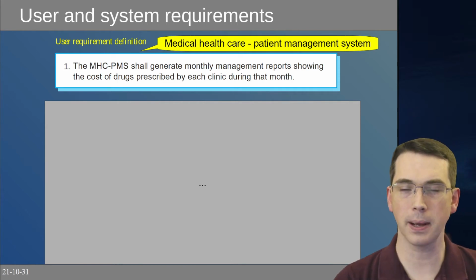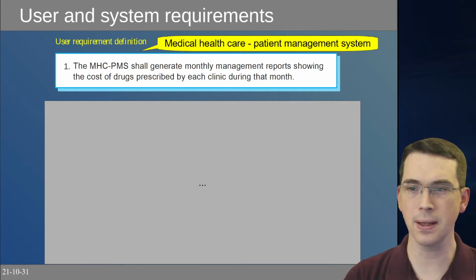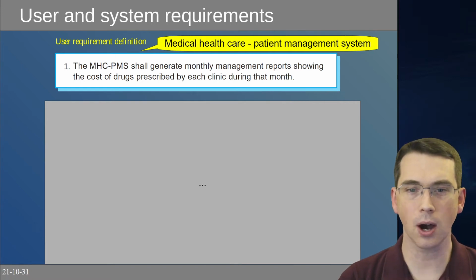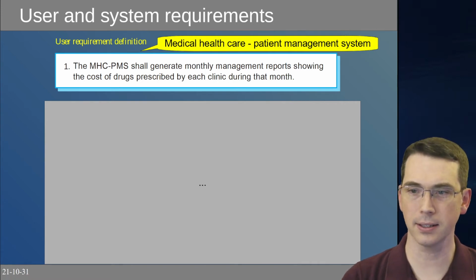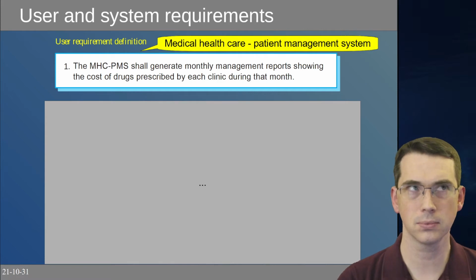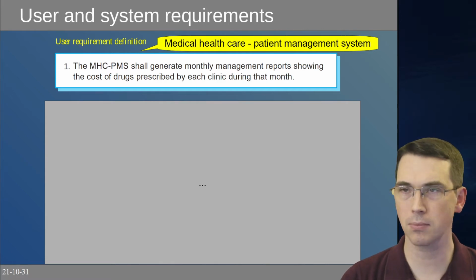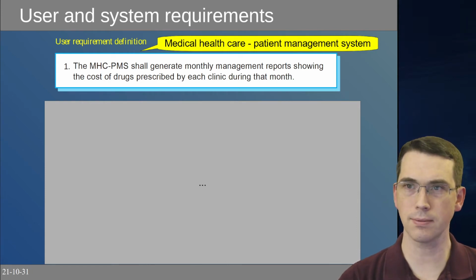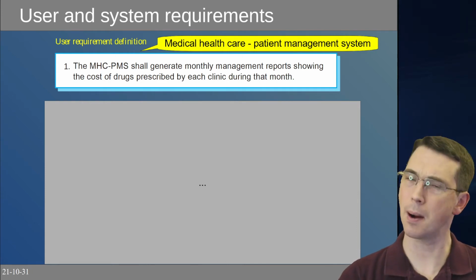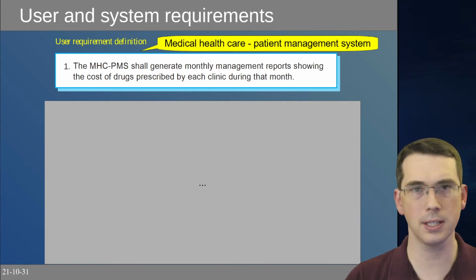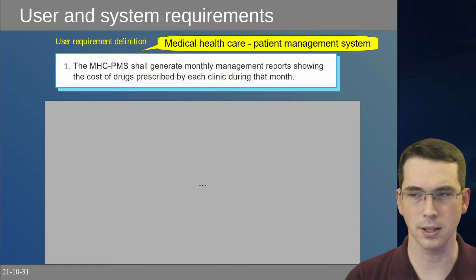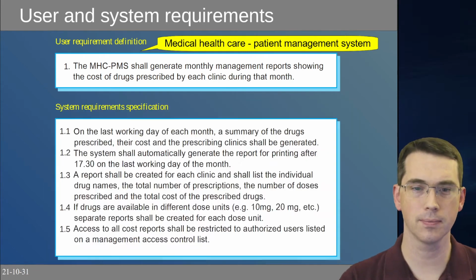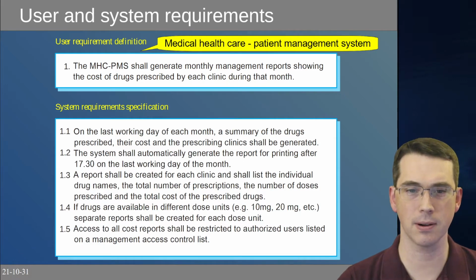The medical healthcare patient management system shall generate monthly management reports showing the cost of drugs prescribed by each clinic during that month. Okay, we want to know for each clinic how much the drug costs. That sounds pretty good. Now, that's great from a high level point of view. But then if a programmer gets involved and says, wait, hang on, what about the details here? When is it done? How big is it? What goes into it? So here are some system requirements that we might get from that.